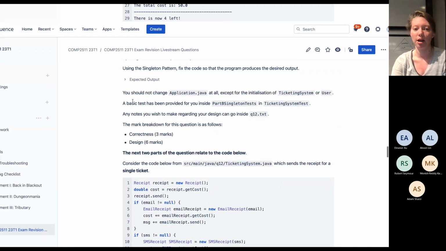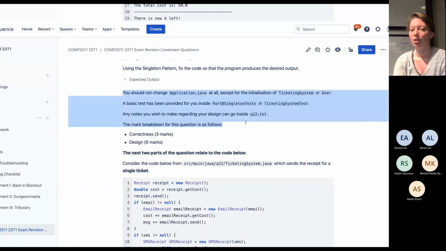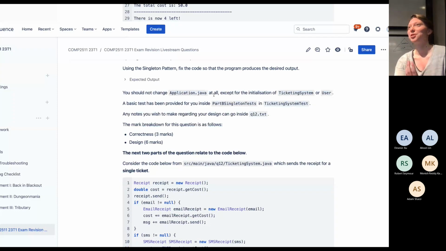But essentially, you should not change Application.java at all. So make sure you read the whole question, because if you do something that's explicitly against what we've said not to do, chances are it's that kind of thing that's going to break everything and cause you to lose more significant marks. If you change the interface, expect that you'll probably not get any marks for the auto marks for that section, because we can't test your thing if you've gone and changed stuff. So make sure you read all of the question.